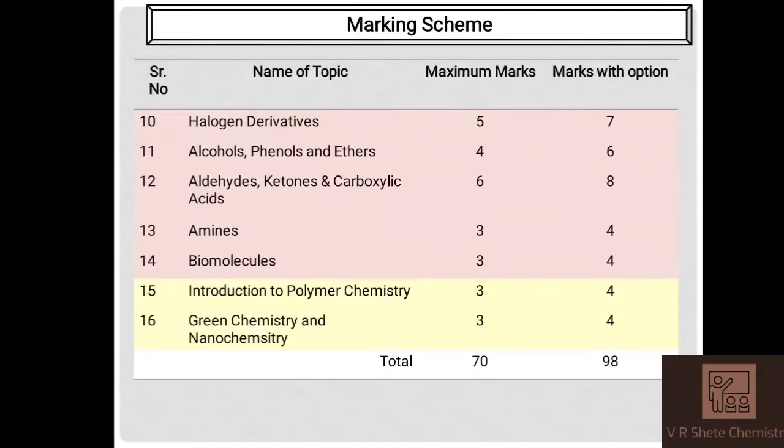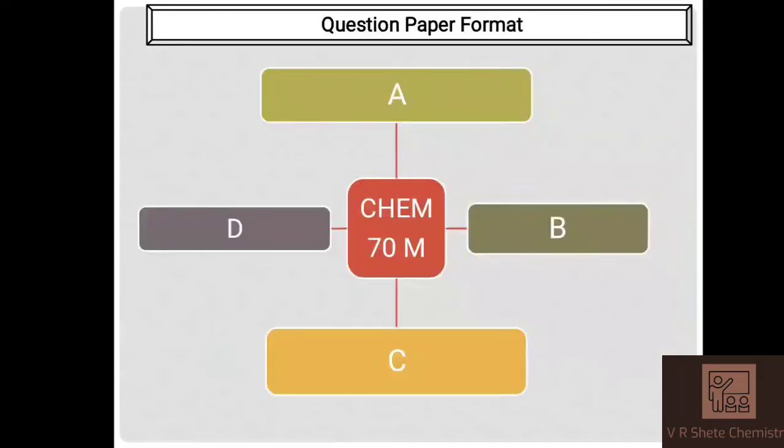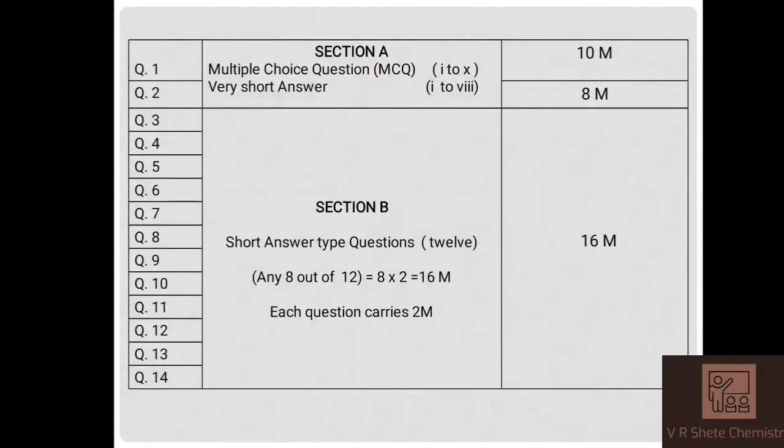So compulsorily we have to solve a 70 marks question paper. 30 marks will be practical, so 70 plus 30, 100 marks in total. With optional questions, you will have a 98 marks question paper. So what is the question paper pattern? We know that the question paper pattern is divided into 4 sections: A section, B section, C section and D section. We'll discuss how the sections are divided one by one.